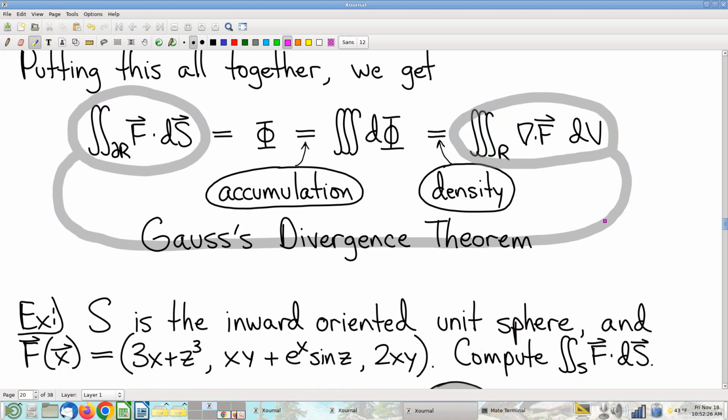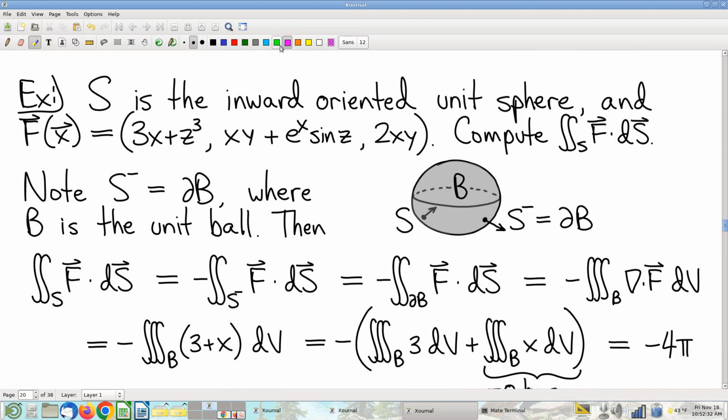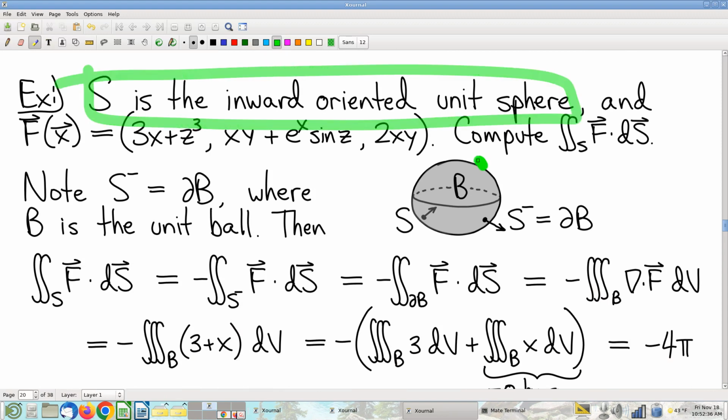Okay, so let's see an example. Here we go. We're going to start with a surface. It's the unit sphere. But careful now. It does say right here, inward-oriented unit sphere. Now, a lot of students get uncomfortable at this point and say, whoa, are you allowed to do that? I thought it was supposed to be outward. The word boundary means outward.